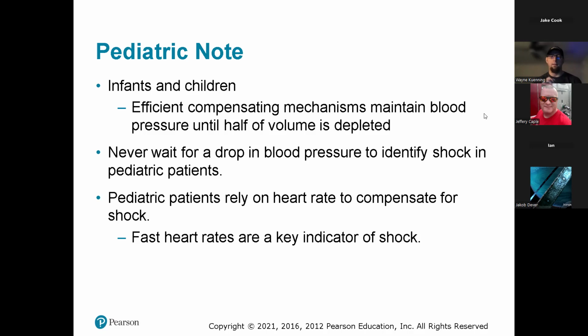Their only mechanism for compensating for shock is their heart rate. So if their heart rate is 40 points above normal, they're in shock until proven otherwise, and treat them accordingly.